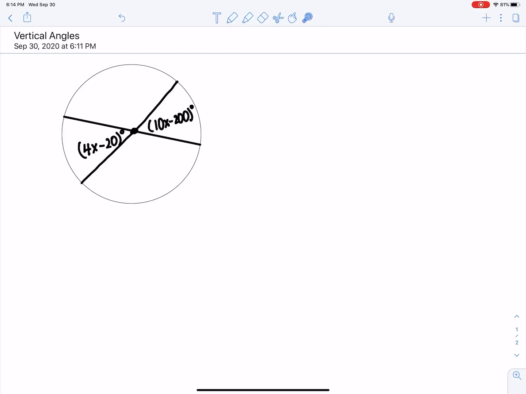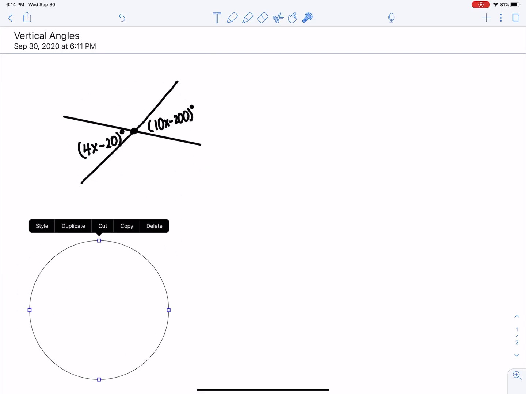So we're looking at a problem in front of us, and inside this circle there are two intersecting line segments. Let's pretend that circle was not there. So let me take that circle away. And if I were to take that circle away, what do you notice? Once again, two intersecting line segments.